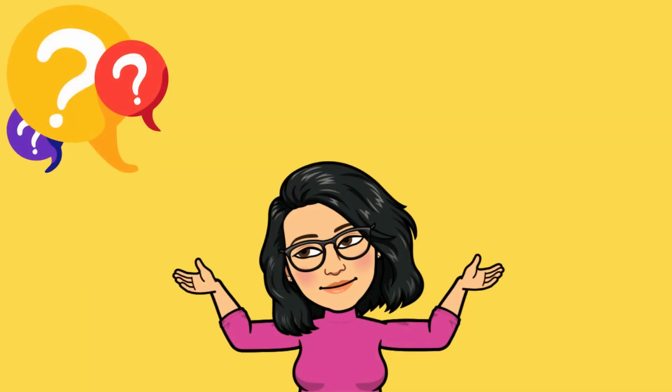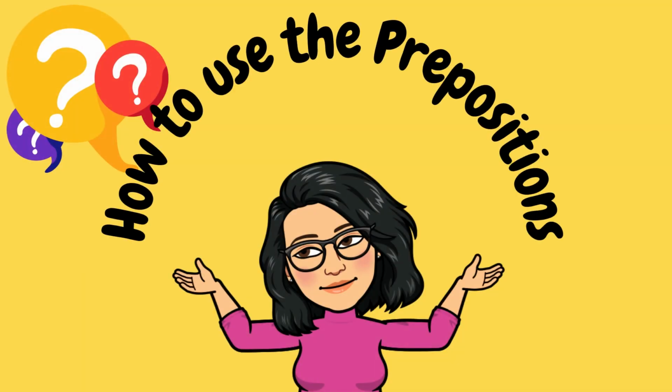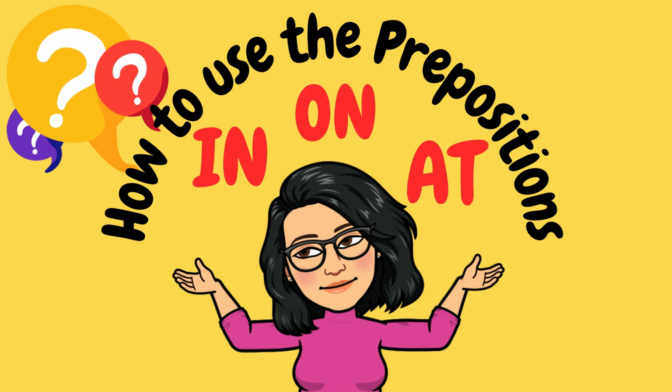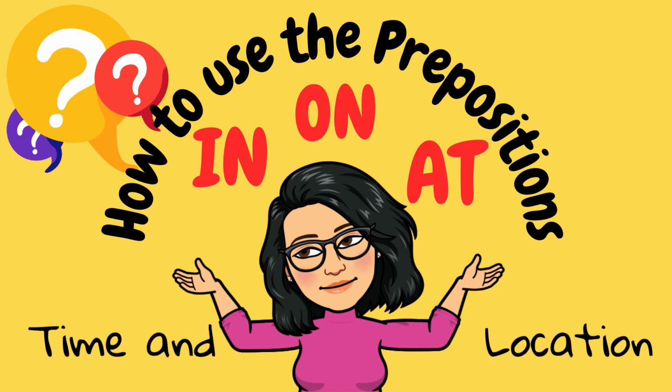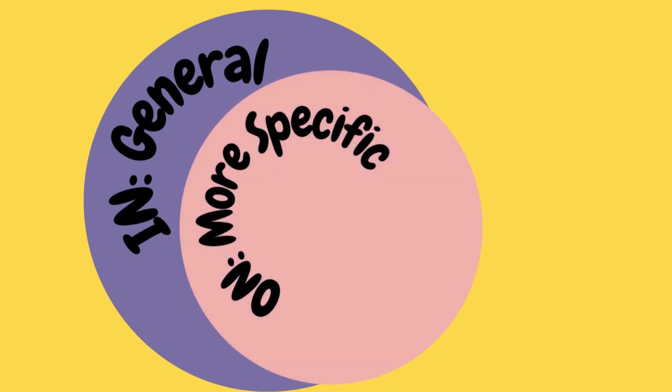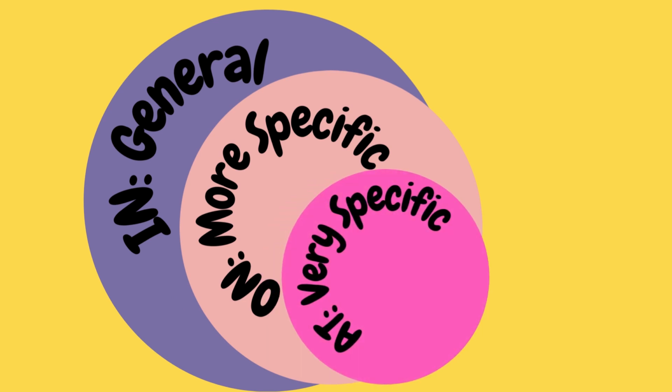Today's lesson: how to use the prepositions in, at and on for time and location. You use the preposition in when you are talking about something in general. You use the preposition on to talk about something more specific, and you use the preposition at to talk about something very specific.